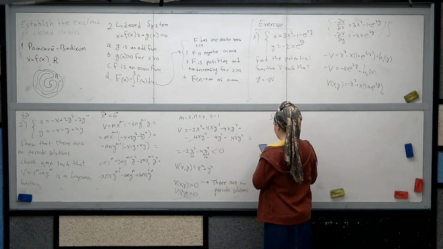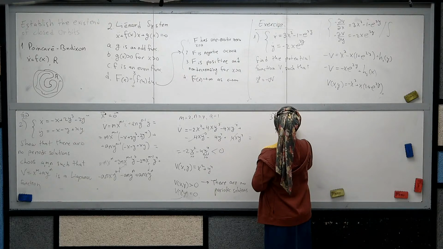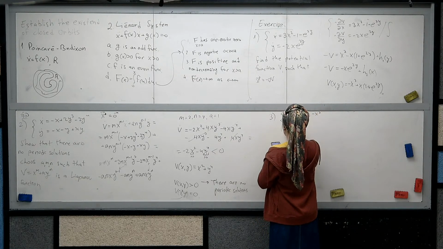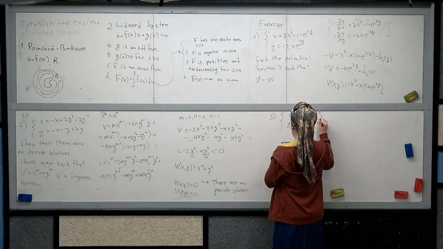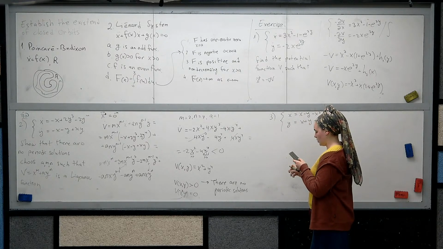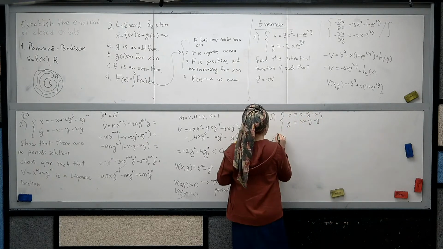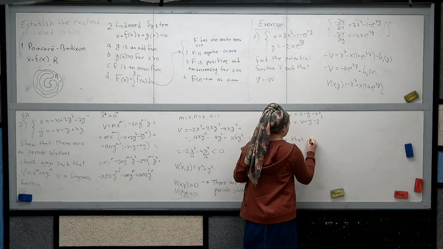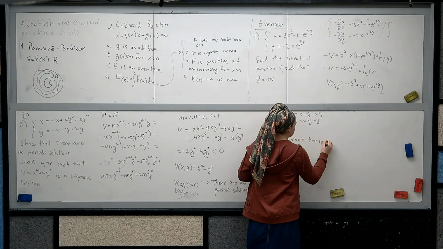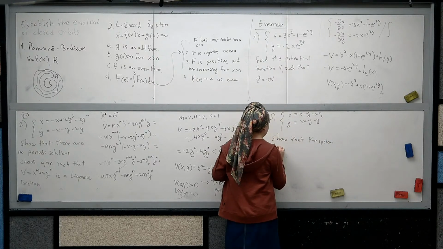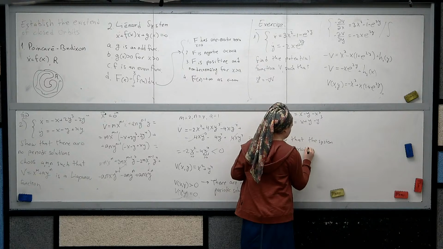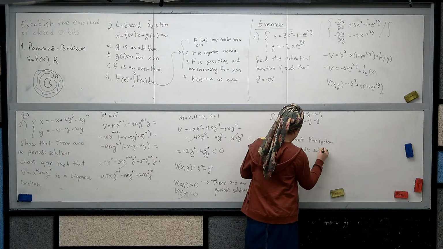Last question. Show that the system x dot is x minus y minus x cubed and y dot is x plus y minus y cubed has a periodic solution.